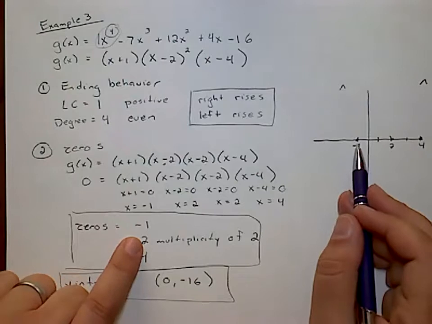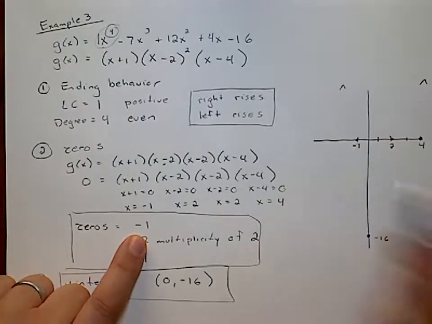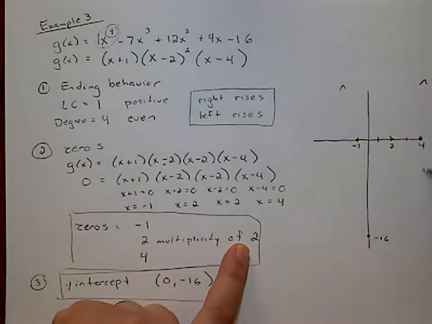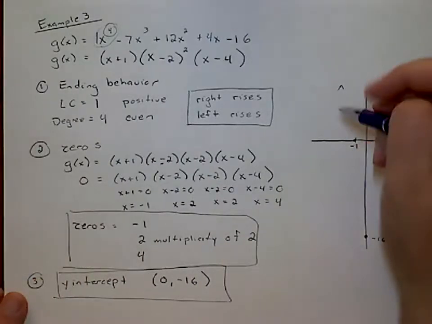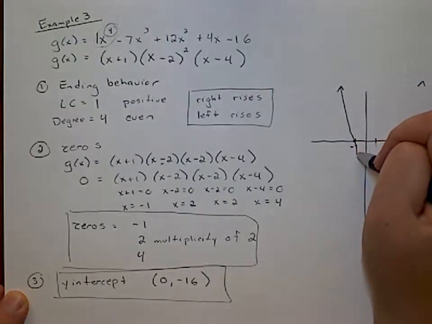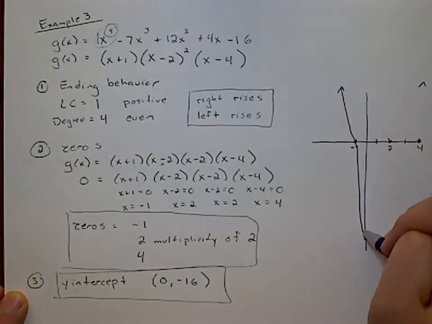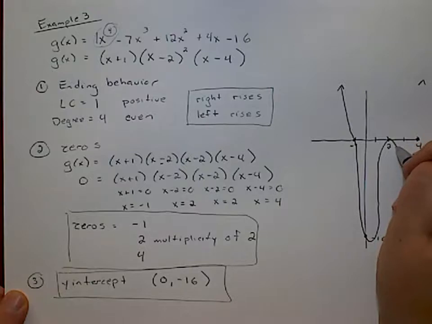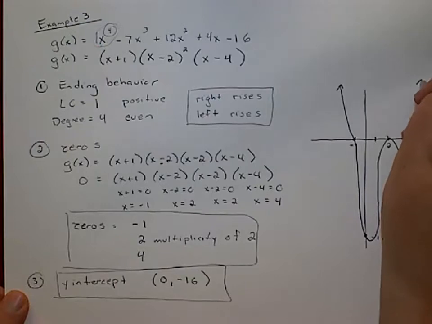We have a multiplicity of 1 at -1, so we're going to cross through -1. We're going to cross through -16. We're going to bounce off 2 because there's a multiplicity of 2. Come back around and go through 4 because there's a multiplicity of 1 there. So I'm going to start at my left side rising. I'm going to cross through -1, come all the way down here through -16. Spin around. I'm going to bounce off 2, come around, spin around, head back up towards 4, and then go to my right side rising.